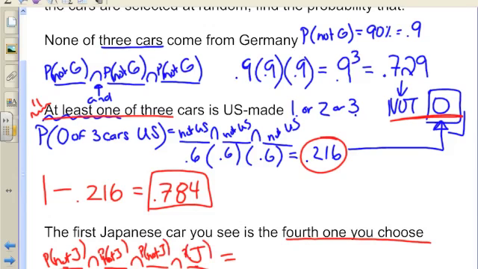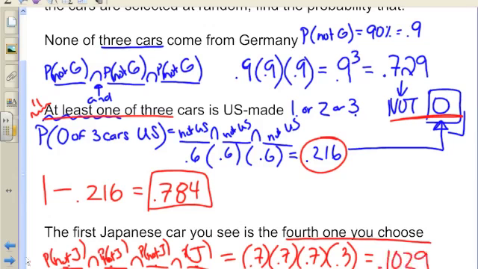So the probability I select a car that is not Japanese, well, 30% are, so that means 70% are not. So this is 0.7 times 0.7 times 0.7, right, because I've got 3 that are not Japanese. And then the fourth one, it is. I saw my first Japanese car on the fourth car. So if I plug all that in my calculator, I get 0.1029. So a little over, just a titch over 10%.